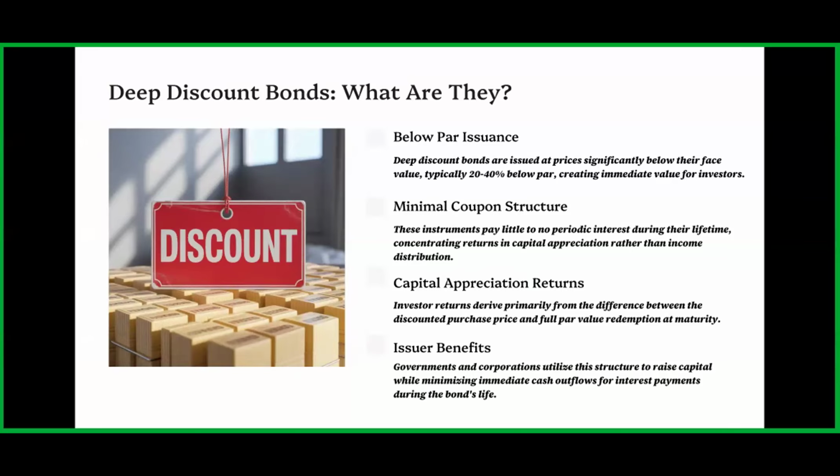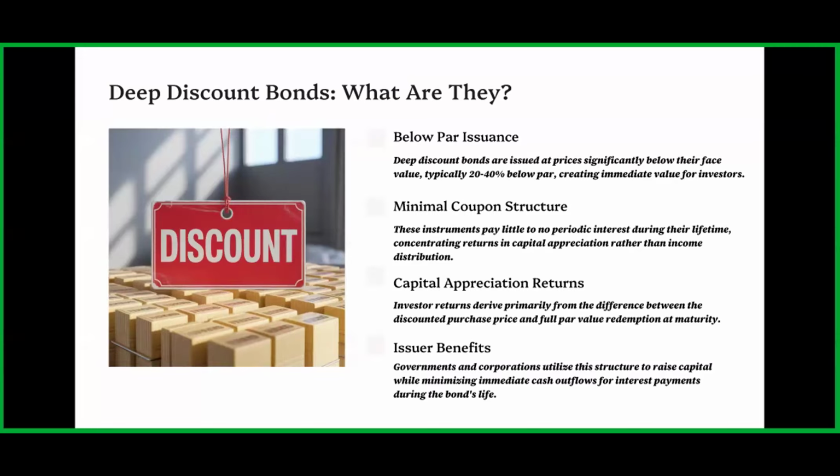That means the bond is issued by the companies at below par. They give a very large discount on their bonds. The deep discount bonds are issued at prices significantly below their face value, typically 20 to 40% below par.